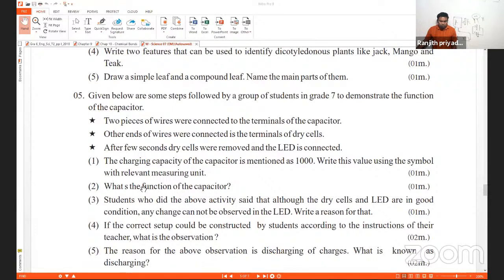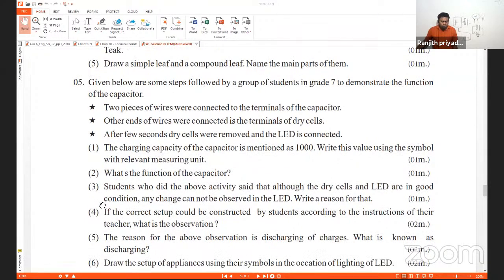So you wrote the answers. What's the function of a capacitor? Storage of electrical charges for a little period of time, a short period of time. Third question.